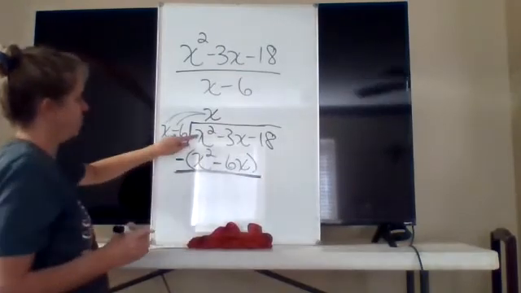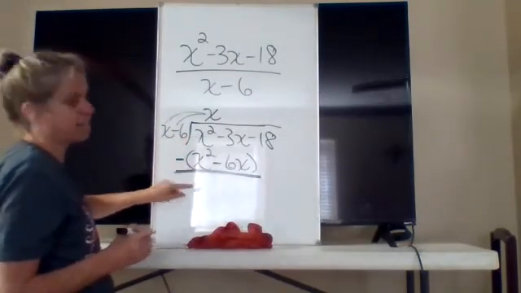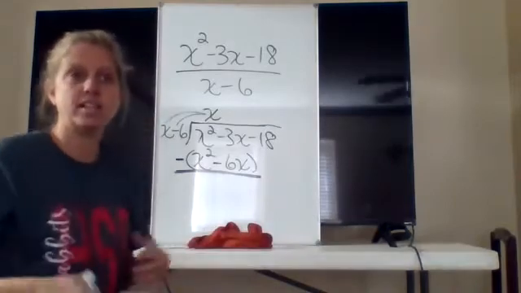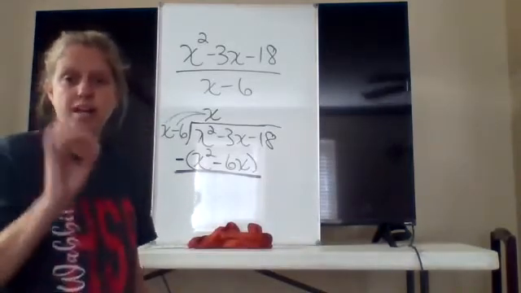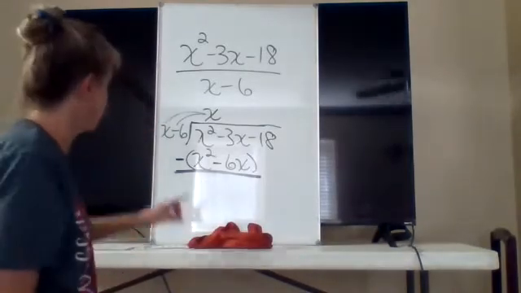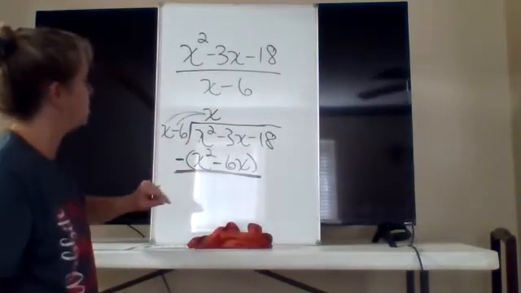So let's see here, we've got x squared minus x squared. That's why we did it. We want that to cancel. So that ends up being nothing. They cancel, right? X squared minus x squared.